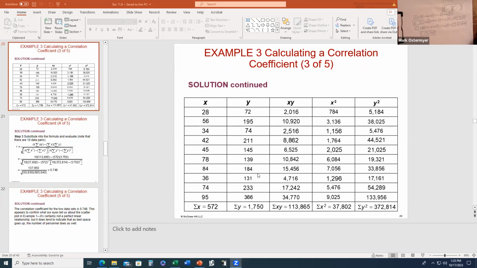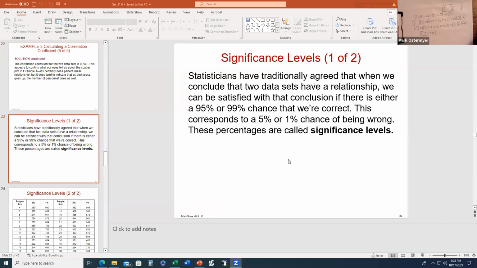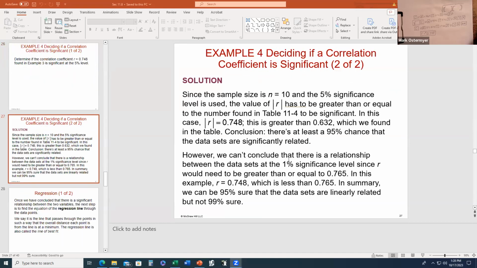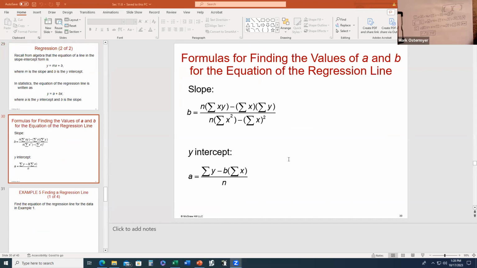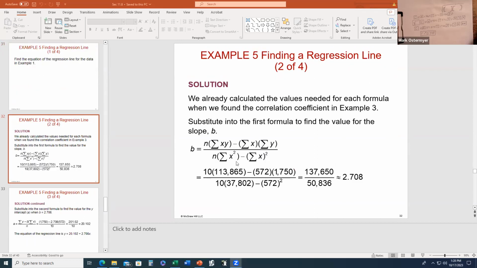So this table is nice because not only is it going to enable you all the information to compute R, the correlation coefficient, but it's also going to enable you to compute the linear regression equation. So that's why that table is nice to have. So they drop everything in where it belongs into this formula to compute the slope of the linear regression equation, which turns out to be 2.708. Just make sure you can do this on your calculator.